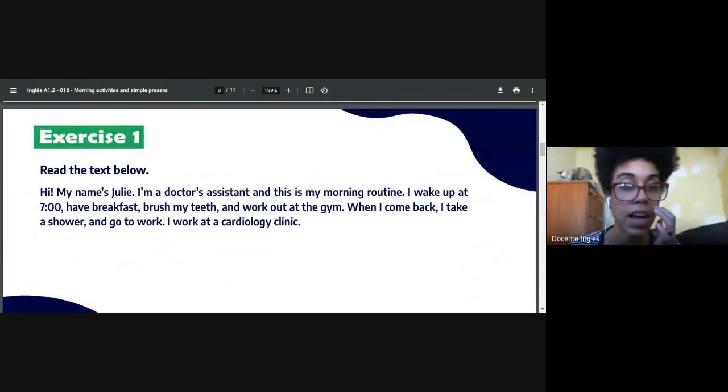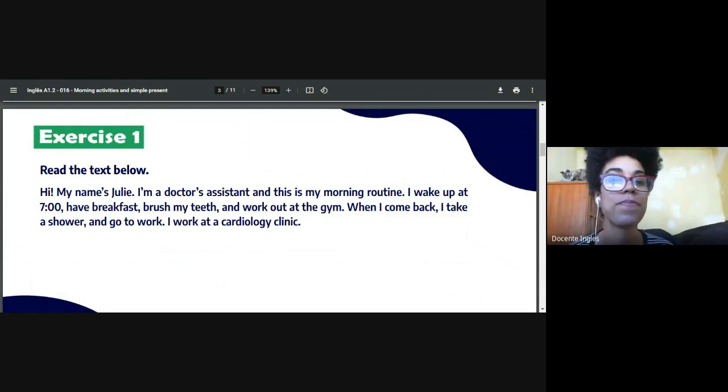So there we have our first activity. Let's analyze this little text. Exercise 1, read the text below. Hi, my name is Julie. I'm a doctor's assistant, and this is my morning routine. I wake up at 7, have breakfast, brush my teeth, and work out at the gym. When I come back, I take a shower and go to work. I work at a cardiology clinic.